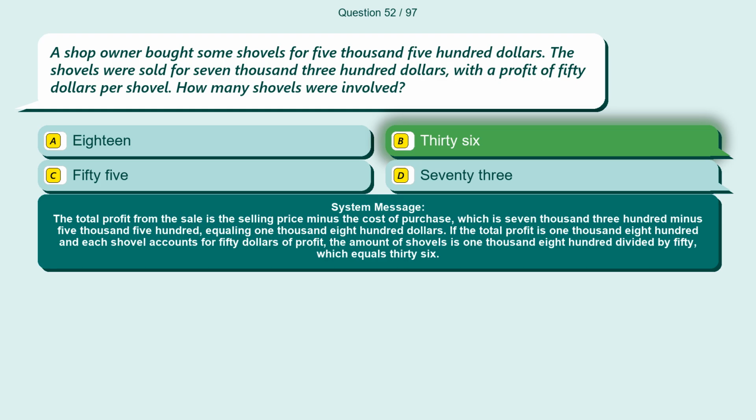The total profit from the sale is the selling price minus the cost of purchase, which is $7,300 minus $5,500, equaling $1,800. If the total profit is $1,800 and each shovel accounts for $50 of profit, the amount of shovels is 1,800 divided by 50, which equals 36.